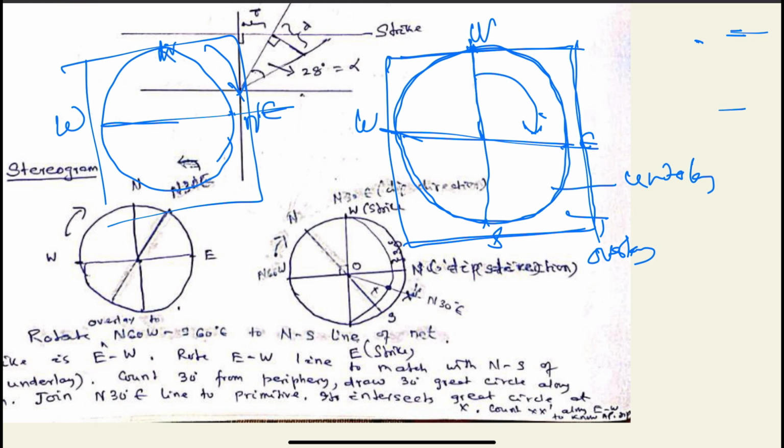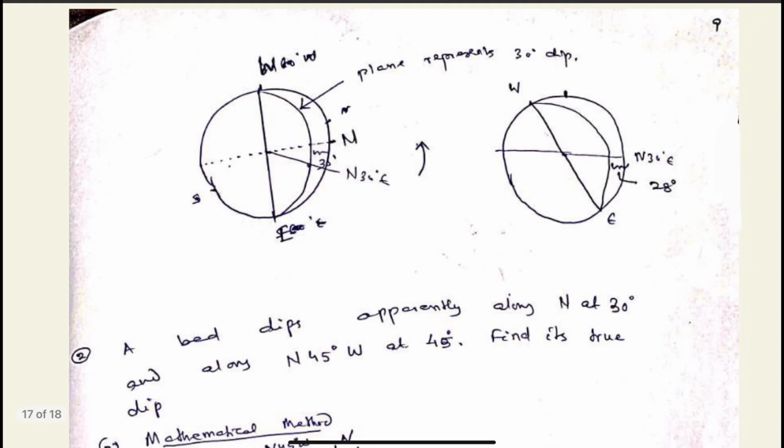In the net, we have circles like this representing dipping planes. We have to read the 30 degree circle, so we draw this 30 degree circle over the overlay. Over the overlay, the north point is here, and we have drawn this circle. This amount is 30 degrees.